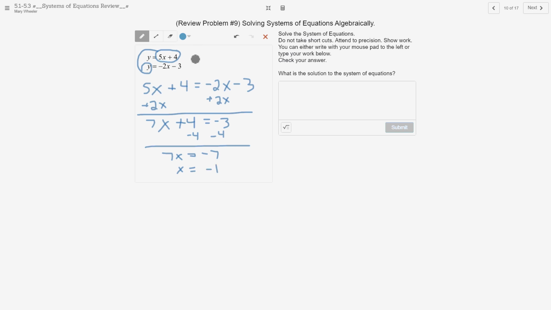Plug that back into one of your equations. 5 times negative 1 plus 4 would be negative 5 plus 4, which is going to be negative 1. So my solution is (-1, -1). And if I plug that in to both equations, that's what I get.